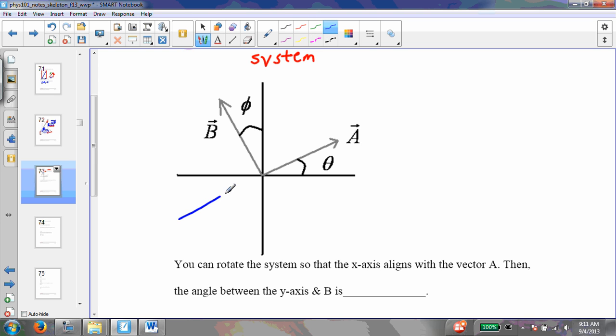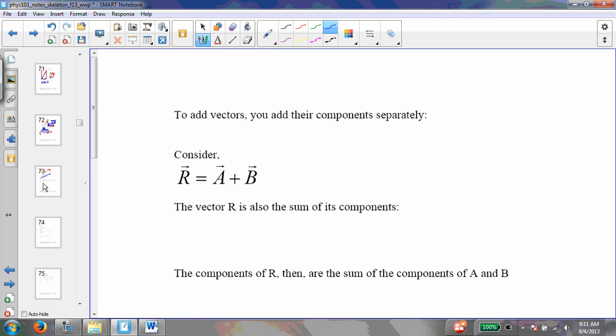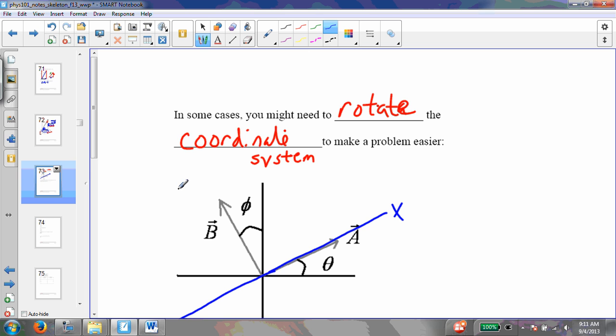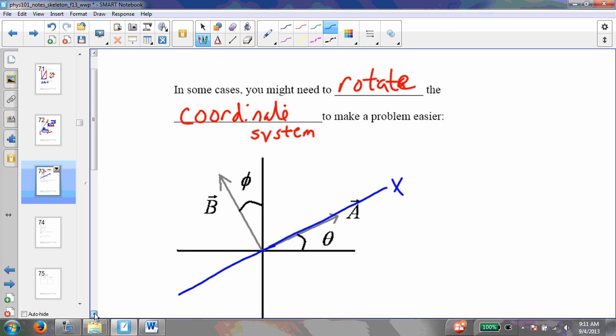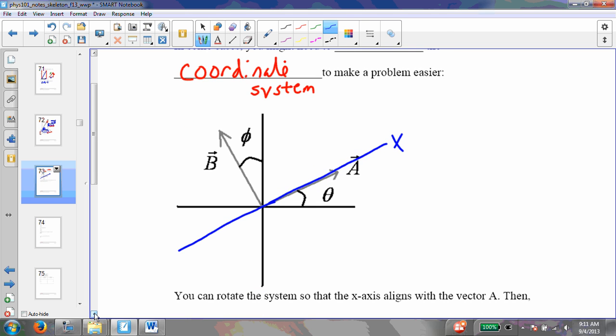So you might draw it so that your x-axis would be here, and then your y-axis would be there. And actually, it looks like these two vectors are perpendicular, but you could say then the angle between the y-axis and the vector b, which would be this angle, would be phi minus theta.